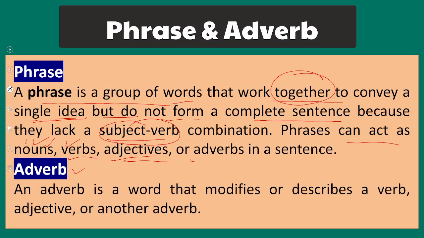Now, let's recall what an adverb is. An adverb is a word that modifies. Modifying means that we are adding some more information, making it better or describing it, any verb, adjective, or another adverb. So, an adverb works for any verb. It modifies the verb, it modifies adjectives, and it also modifies other adverbs as well. So, they work for these 3 things.